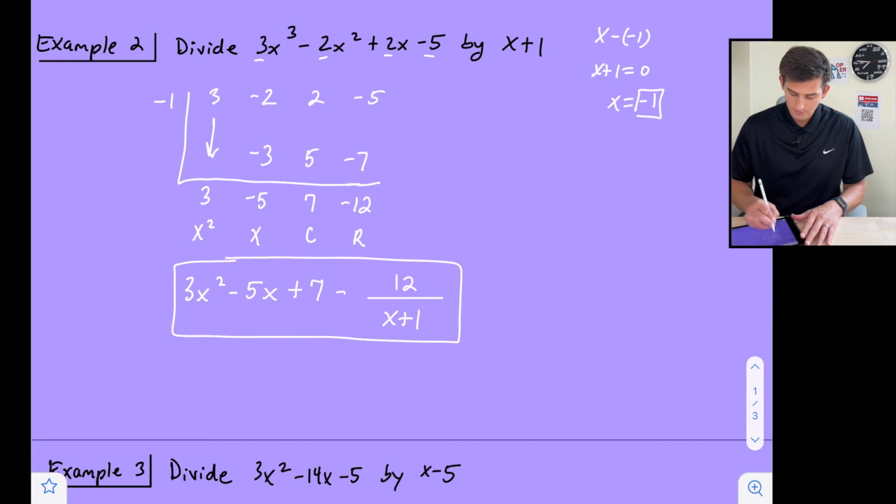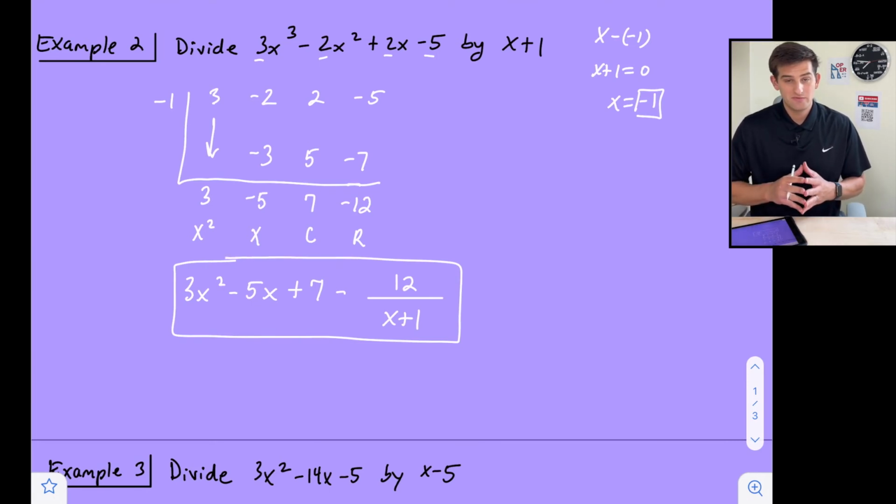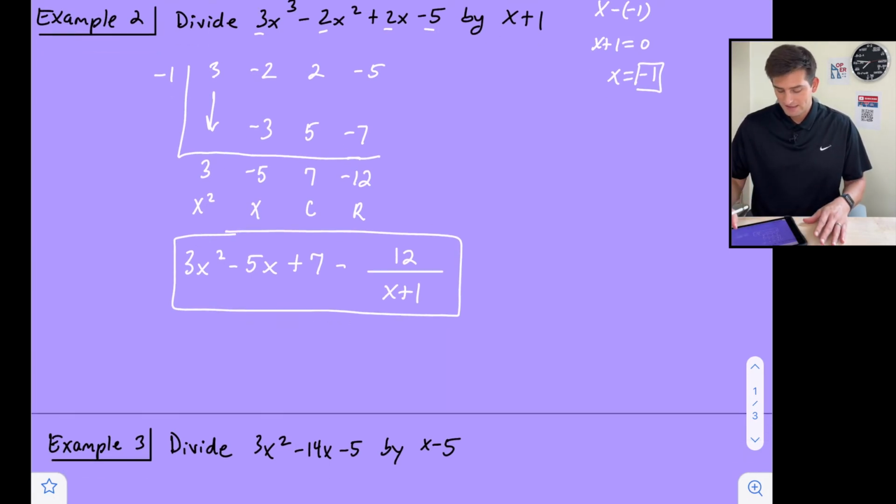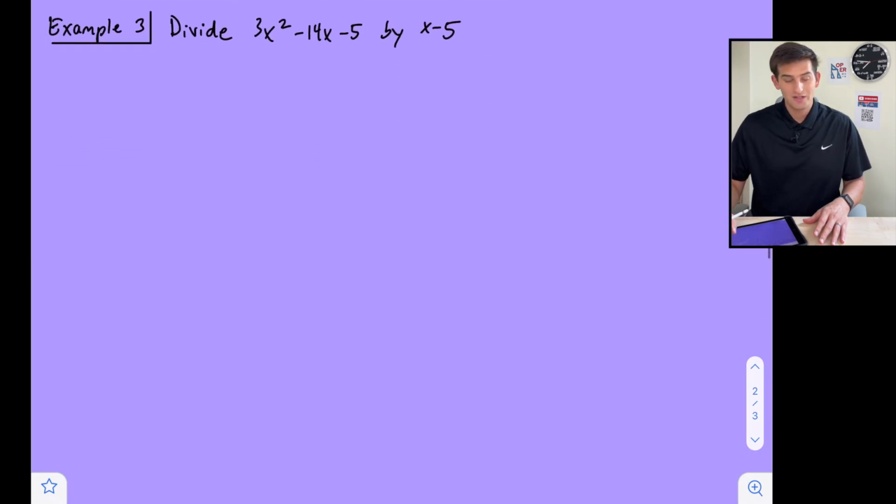Okay. All right, so far the 2 examples that we've done have had a remainder. This last example we're going to do will not have a remainder, so we're going to go through that example, see what that looks like, and then also talk about how we could check our work.